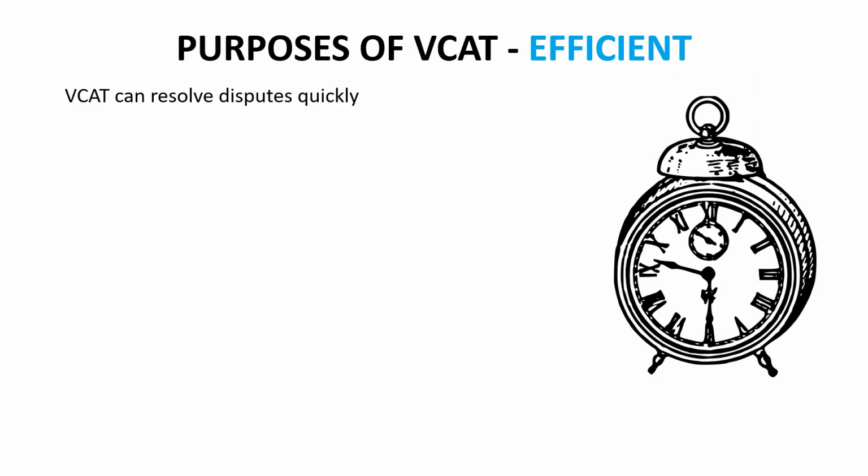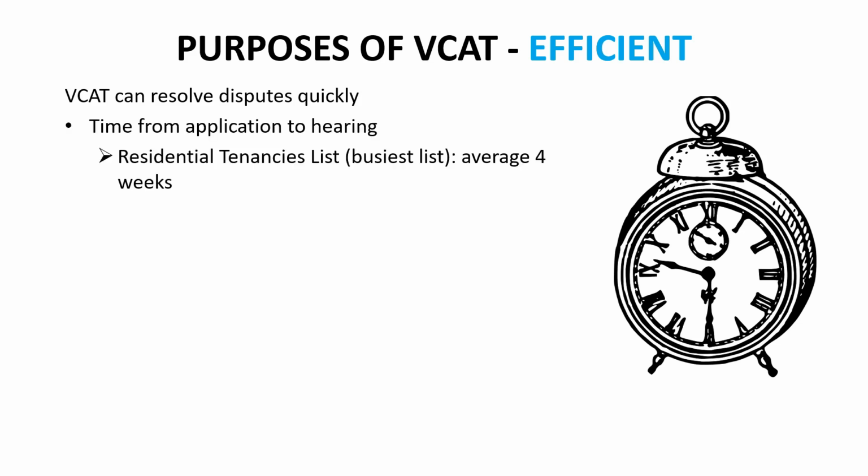The fourth purpose of VCAT is to provide efficient dispute resolution services. That is, VCAT tries to resolve disputes as quickly as possible. In particular, up until recently, VCAT has been very quick at resolving small and simple disputes. For example, the Residential Tenancies List, which deals with disputes between landlords and tenants in relation to rented houses, flats and other accommodation, is the busiest list in VCAT. However, on average, there's only a 4-week wait between the time when a party applies to VCAT to deal with this kind of dispute and when VCAT actually hears the case.